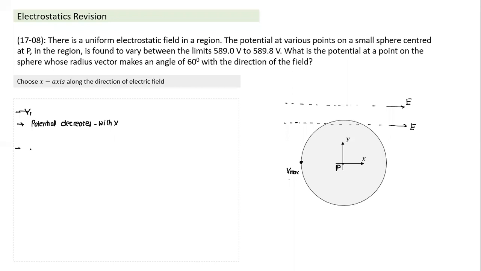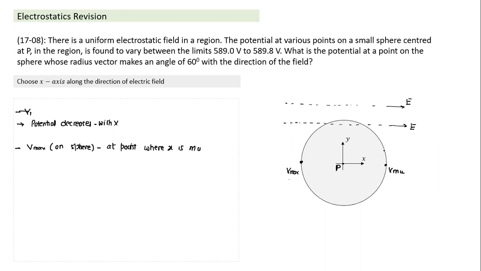Hence, V max on a sphere. Where on the sphere will the maximum potential occur? It will occur at a point where x is minimum. This is the point where x is minimum; here is the maximum potential. And similarly, this is the point which will have minimum potential.